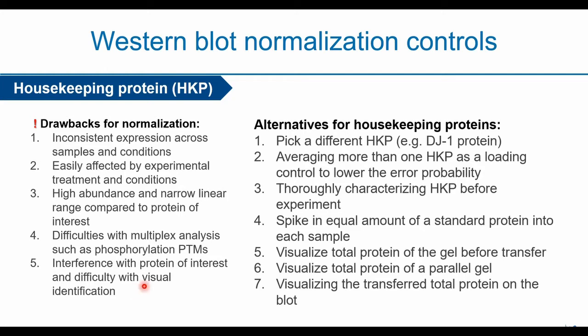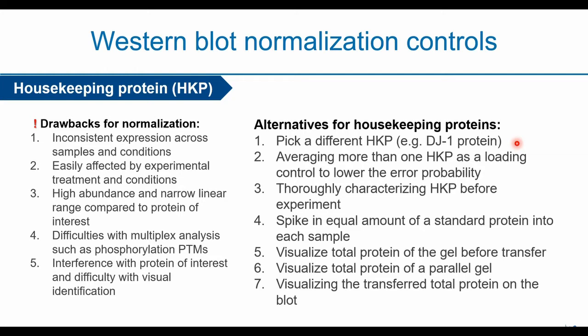Okay, so let us go back to the alternatives. DJ1 protein. It is considered a more stable protein, but it also has a varying expression issue, and the immunosignal saturates around 20 micrograms of protein load. So there's really no perfect housekeeping protein, and you have to choose it according to your experiment.